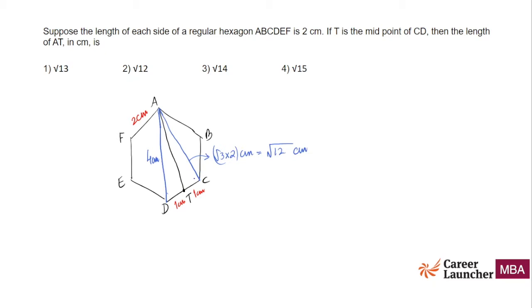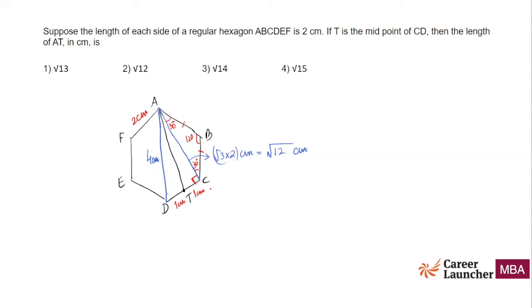Now, the angle at C overall is 120 degrees, right? You have 120 degrees at every vertex in a regular hexagon. This is 120 degrees. These two are same. So this should be 30 and 30, so that the sum is 180 for this. Since this is 120, that means this is 90 degrees here. So triangle ACD is a right angle triangle.